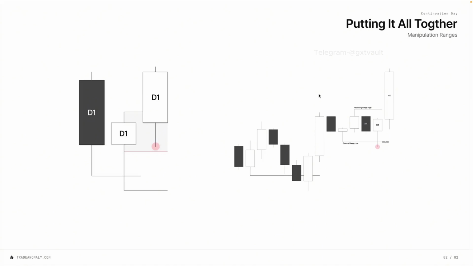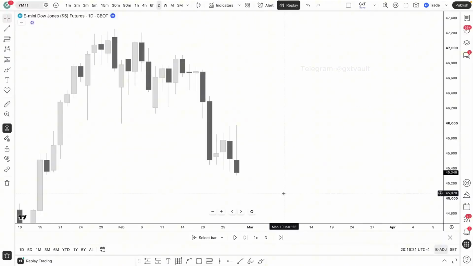Now let's go ahead and cover a continuation day using manipulation ranges. This is where the previous day reverses. Our refined key level within the upper half is a relevant swing. That relevant swing is your manipulation range. We're gonna reverse off that relevant swing. 4-hour reversal candle, confirm the low of day. We're going to be looking to trade that continuation into the opposing range high, which is the previous high, and potentially to further objectives.